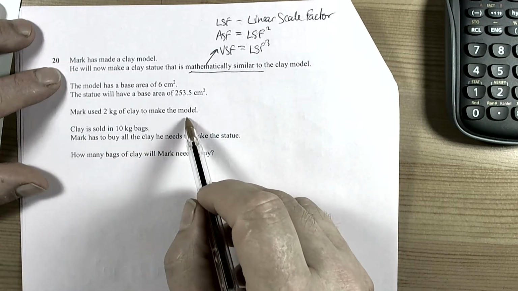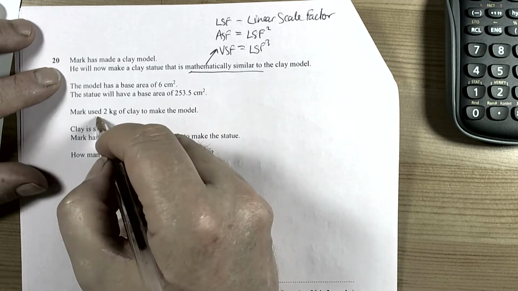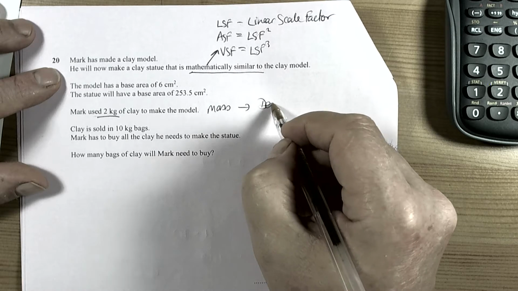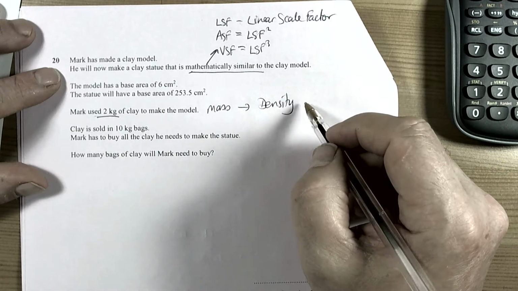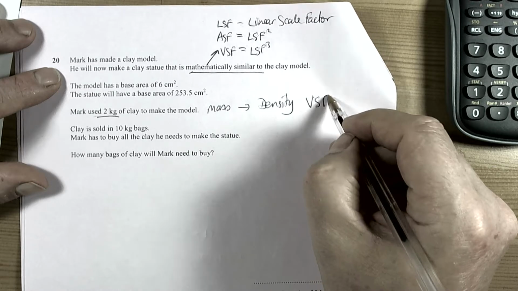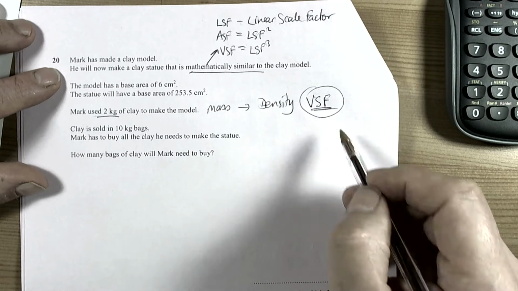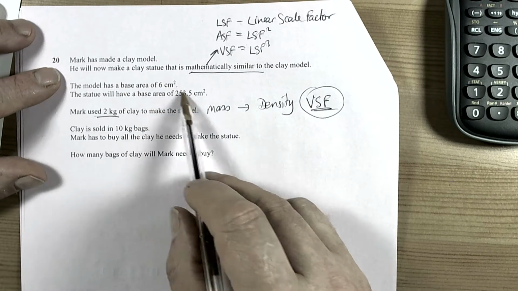Because this is about a model in 3D, then when we want to work out mass, then mass is related to density, and therefore it's working with the volume scale factor, because density is about mass divided by volume. So we need to calculate the volume scale factor. But the information they've given us only gives us the area information.